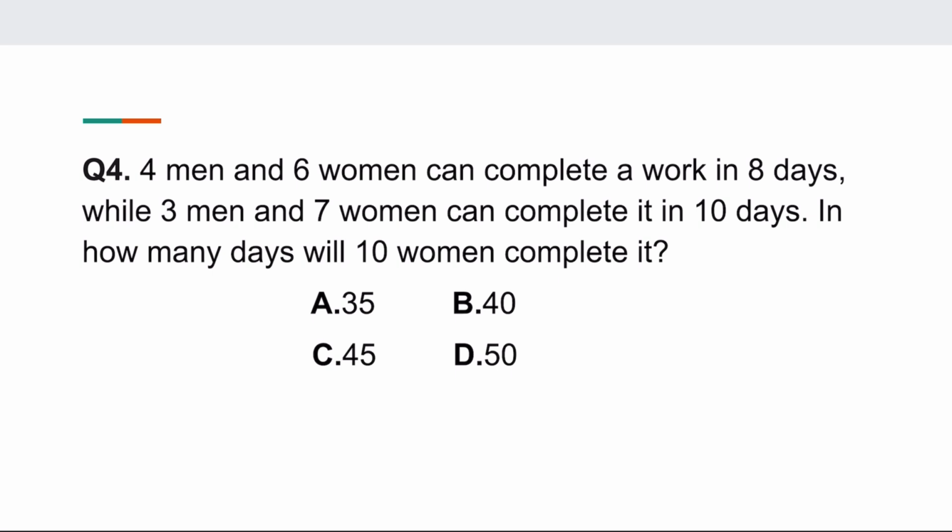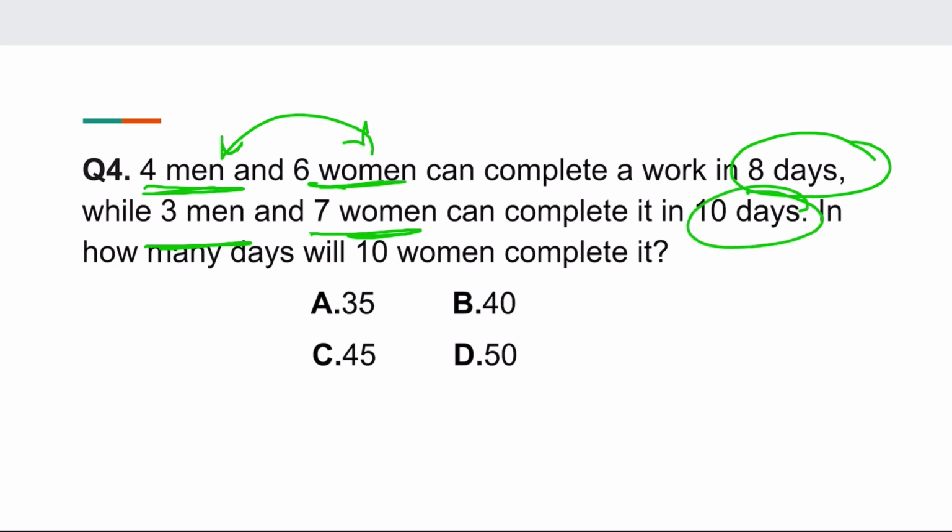Question number 4. Let's start doing it. 4 men and 6 women can complete a work in 8 days, while 3 men and 7 women can complete a work in 10 days. In how many days will 10 women complete it? The question is pretty simple. 4 men and 6 women completed a work in 8 days, and then 3 men and 7 women completed a work in 10 days. So how many days will 10 women complete it? Options are 35, 40, 45 and 50.